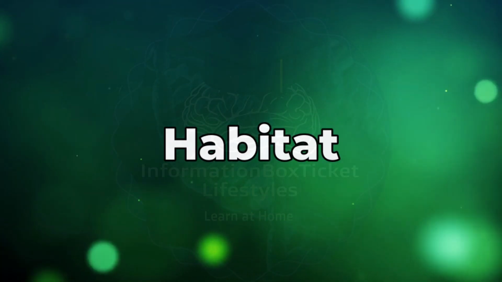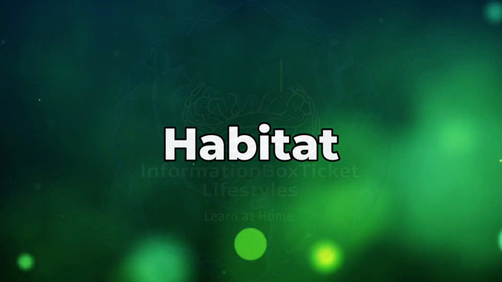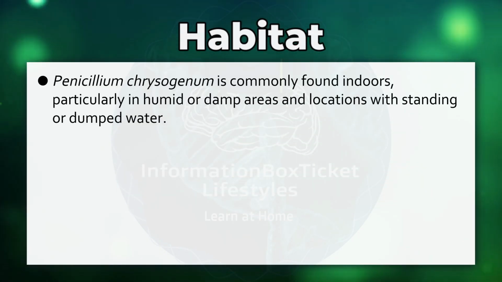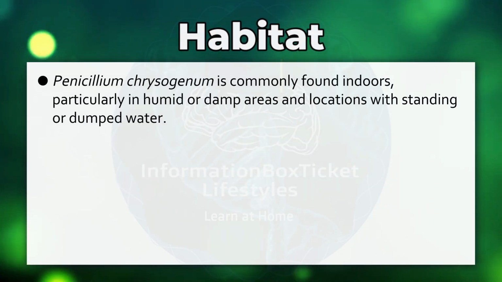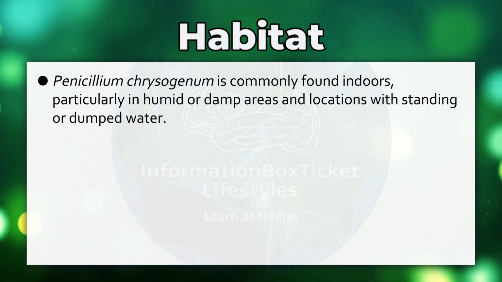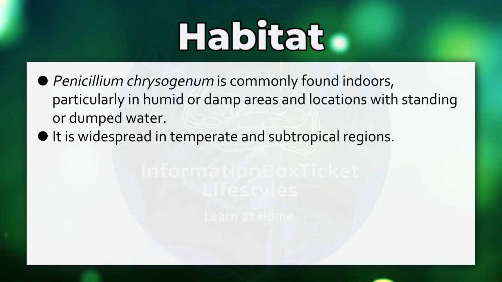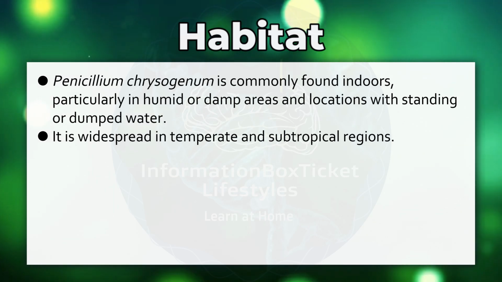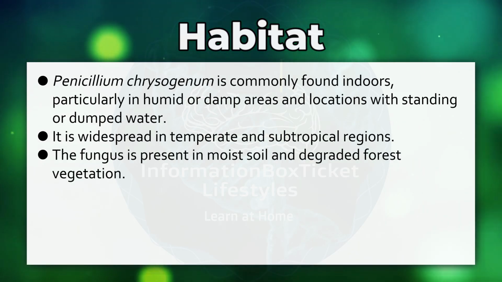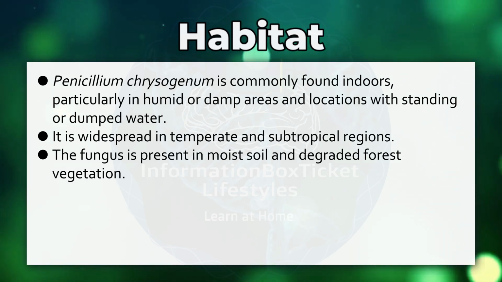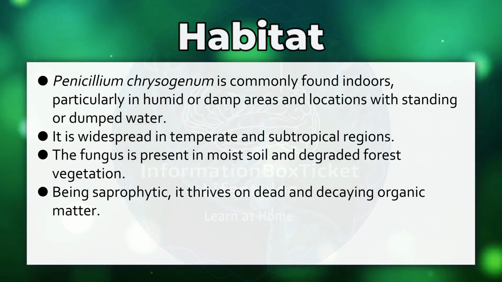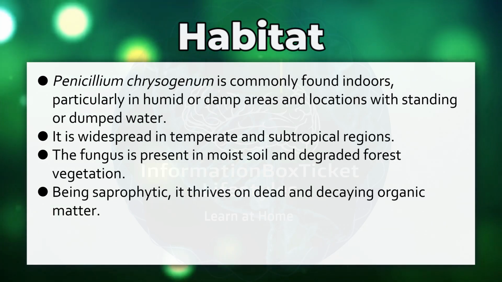Habitat of Penicillium chrysogenum. Penicillium chrysogenum is commonly found indoors, particularly in humid or damp areas, and locations with standing or dumped water. It is widespread in temperate and subtropical regions. The fungus is present in moist soil and degraded forest vegetation. Being saprophytic, it thrives on dead and decaying organic matter.